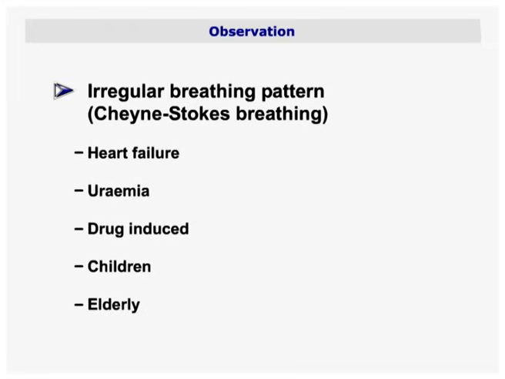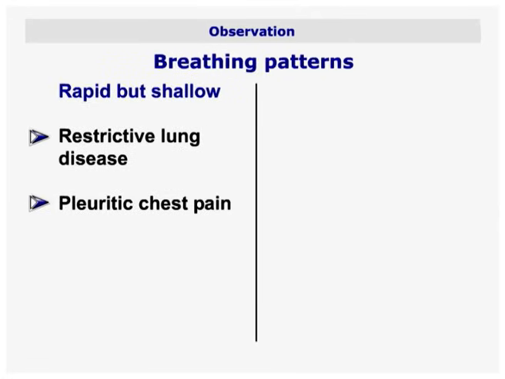Alternating between long periods of no breathing and deep respirations is described as Cheyne-Stokes breathing. This pattern may indicate heart failure, uremia, or it may be drug-induced. It may also be seen in children and the elderly. Rapid, shallow breathing may be caused by restrictive lung disease and pleuritic chest pain.